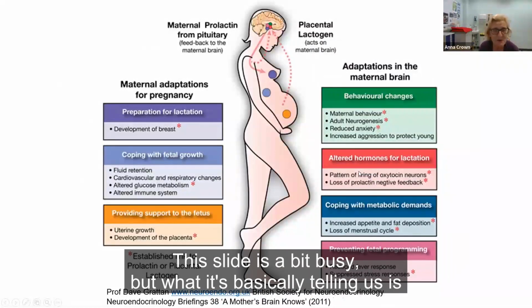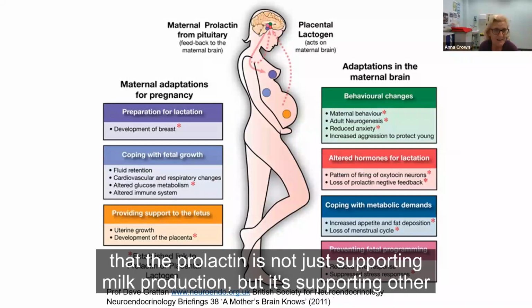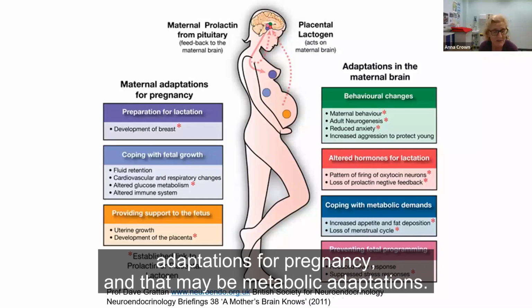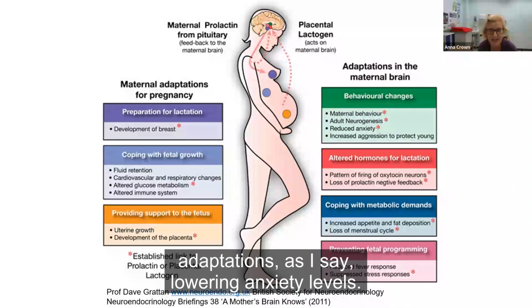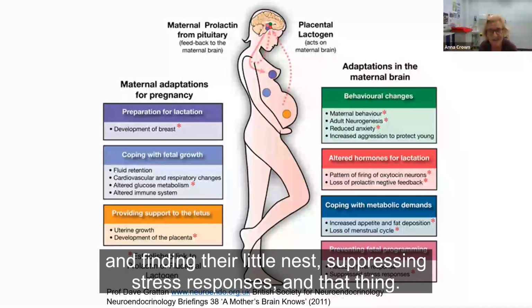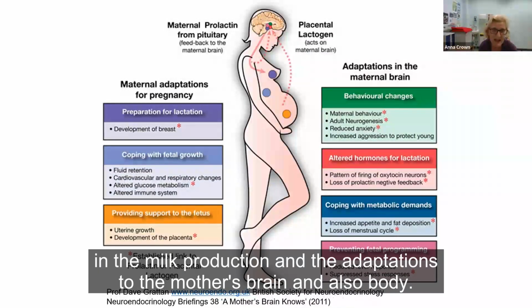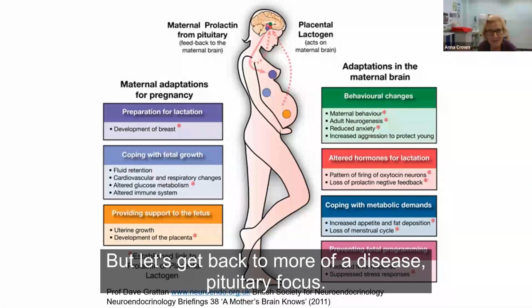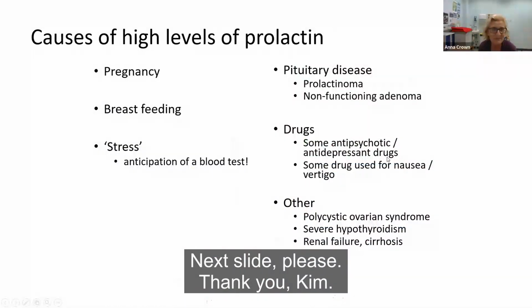So this slide is a bit busy, but what it's basically telling us is that prolactin is not just supporting milk production, but it's supporting other adaptations for pregnancy. That may be metabolic adaptations. It's also to do with behavioral adaptations, as I say, lowering anxiety levels; little mice and rats think about nesting and finding their little nest. Suppressing stress responses and that sort of thing. So similar hormones are involved both in the milk production and the adaptations to the mother's brain and also body. But let's get back to more of a disease pituitary focus.